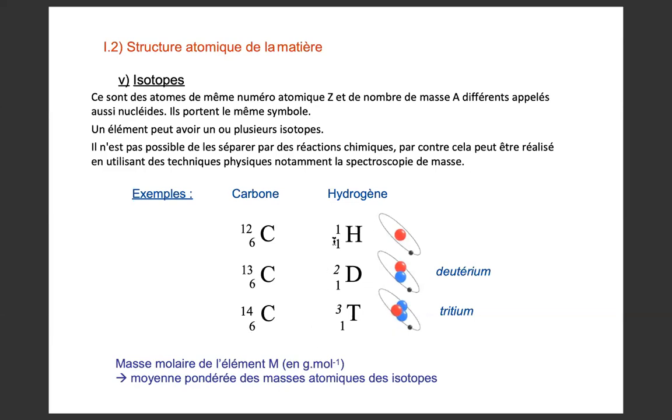Then you have hydrogen with three isotopes. You have hydrogen 1 with no neutron, and one electron. Then deuterium with one neutron, one proton, and one electron. Then we have tritium with 2 neutrons, 1 proton, and 1 electron.